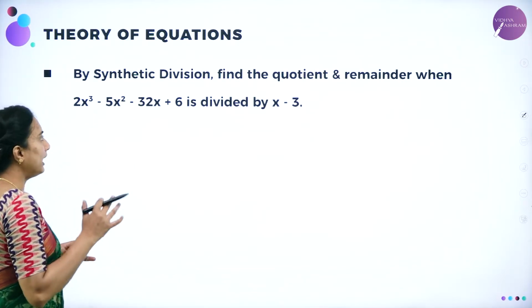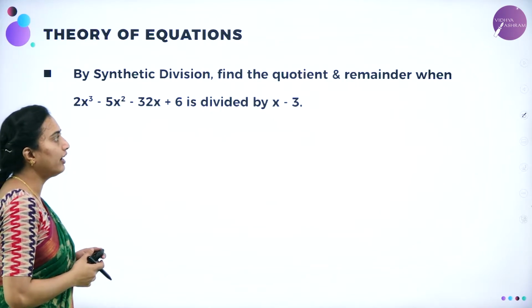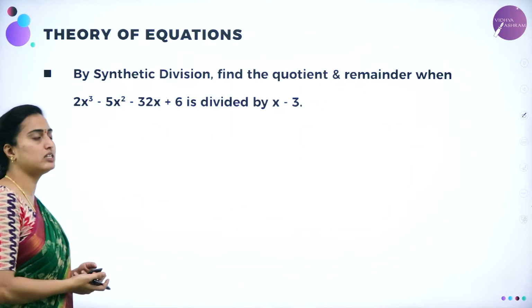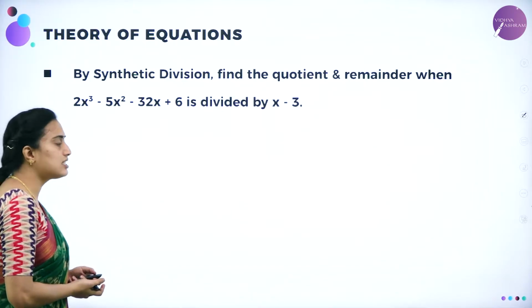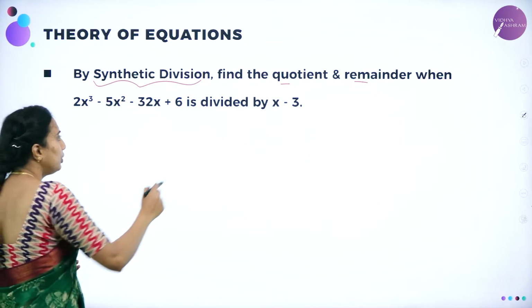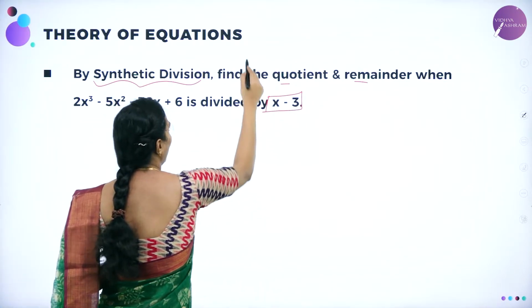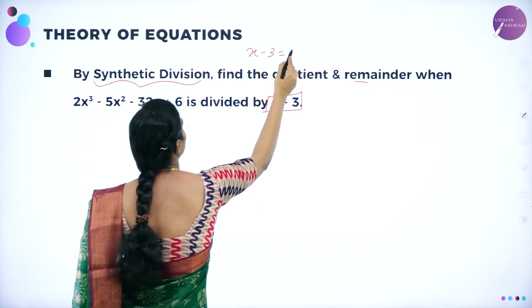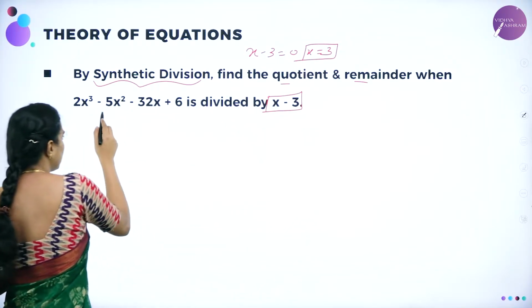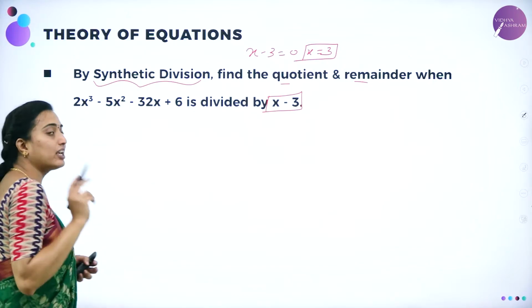What they've asked: by the synthetic division method, find the quotient and the remainder when 2x cube minus 5x squared minus 32x plus 6 is divided by x minus 3. The synthetic division method goes like this. You are having here x minus 3. I am taking x minus 3 is equal to 0, which means x is equal to 3 is the root. If x is equal to 3 is the root, let me write the coefficients of x cube.